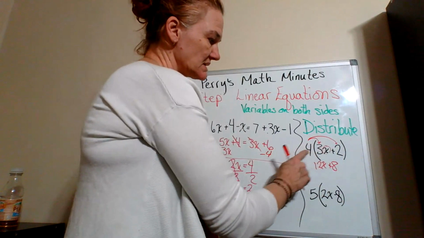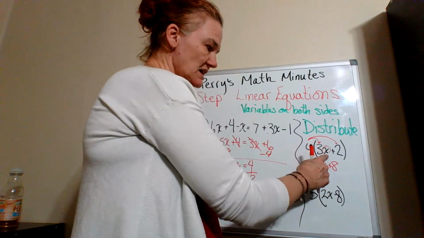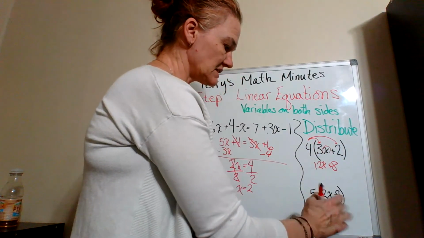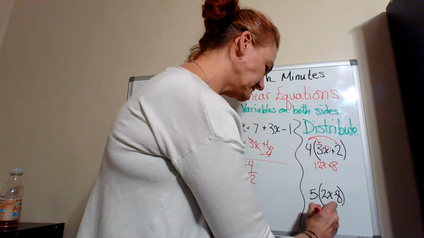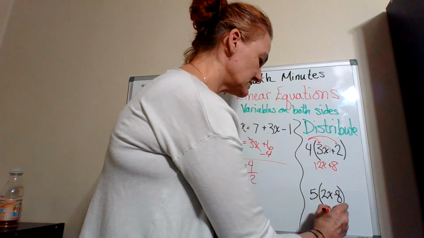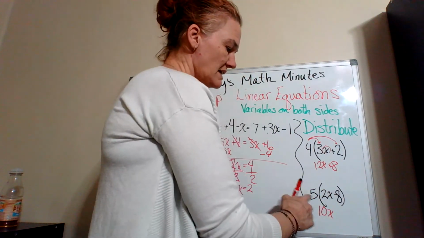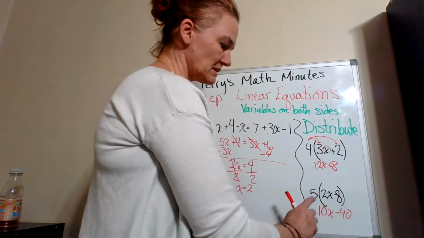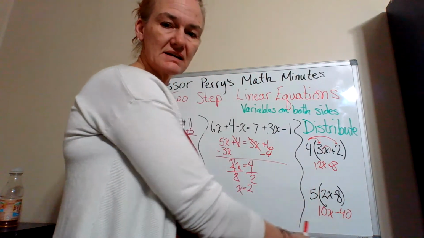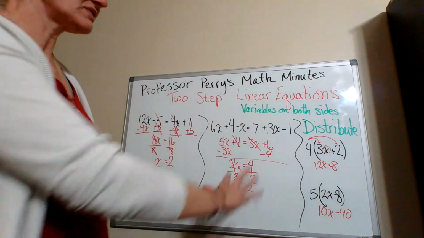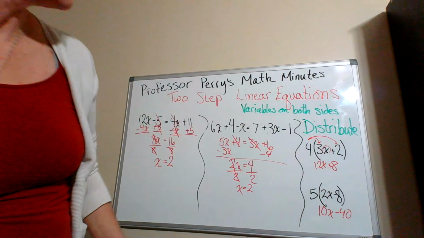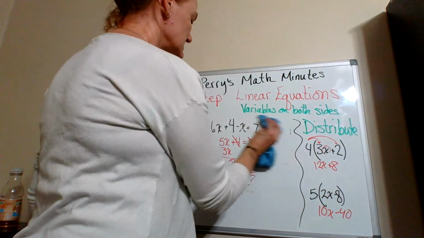So 4 times 3, don't forget your x, 4 times 2 is 8. So this one, 5 times 2 is 10x, never forget your x. 5 times a negative 8 is negative 40. Don't forget, a positive times a negative is a negative. So that's just distribute.